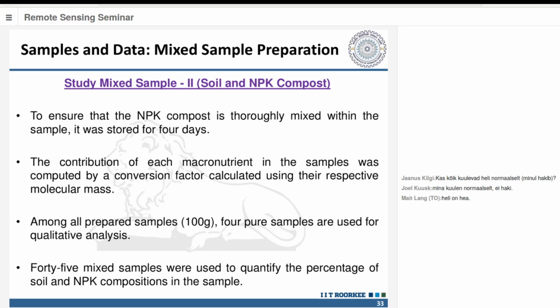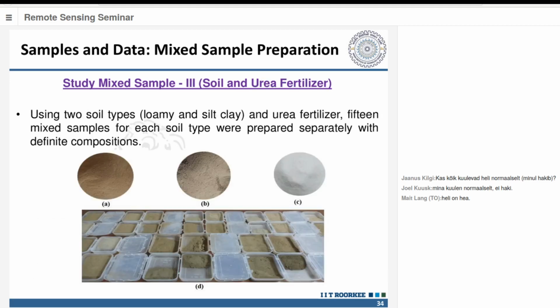To ensure that the NPK compost is thoroughly mixed within the sample, it was stored for 4 days. The contribution of each macronutrient in the sample was computed by a conversion factor calculated using their respective molecular mass. Among all prepared samples, 4 pure samples are used for qualitative analysis. 45 mixed samples were used to quantify the percentage of soil and NPK compositions in the sample.